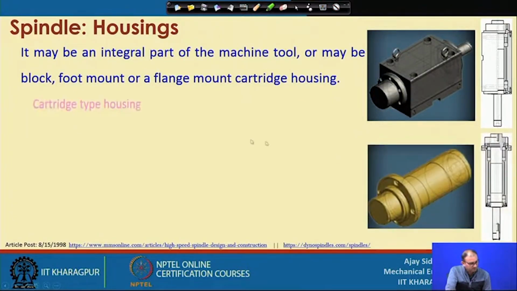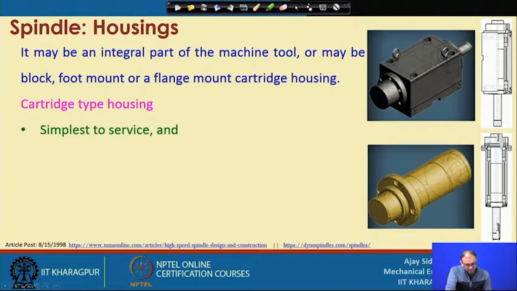And this is another thing. So, that is called cartridge type housing. So, this is the cartridge. Here, this is a block type and this is the cylindrical cartridge type. There are some advantages associated with this particular cartridge type housing.